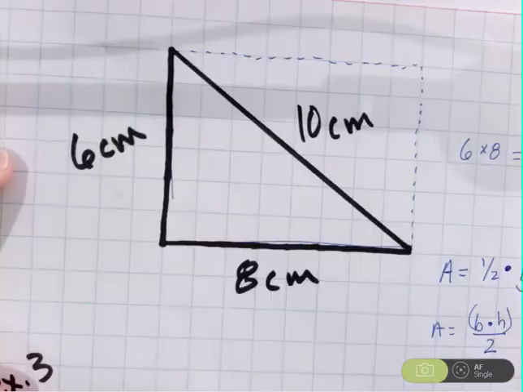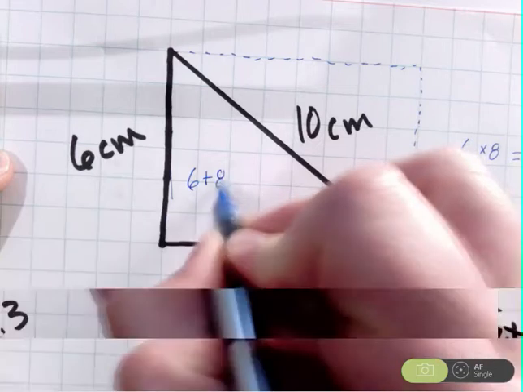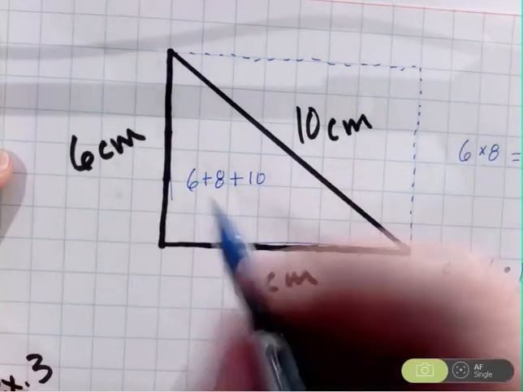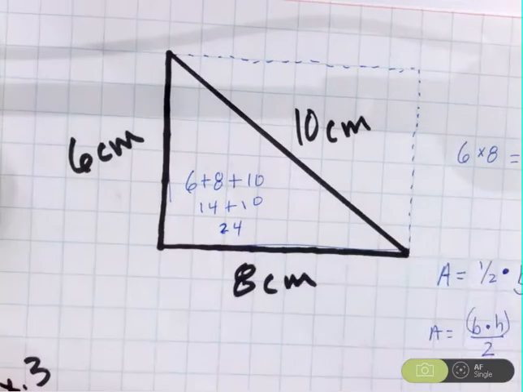Same thing on the triangle here. We just need to add up all the sides. Okay, 6 centimeters plus 8 centimeters plus 10 centimeters is going to get us our perimeter. 6 plus 8 is 14, plus 10 is 24. Okay, perimeter and area of rectangles and triangles.